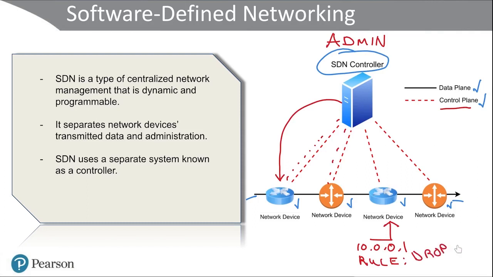So maybe it says drop all ICMP packets. So any types of ping commands, ICMP echoes and replies, are going to be dropped from that particular switch. So the rule specifies that certain packets are dropped. This is the action taken, and this eliminates that type of packet from being forwarded by that switch.